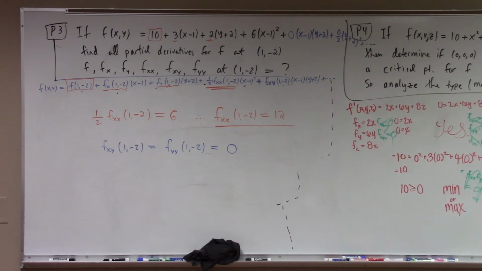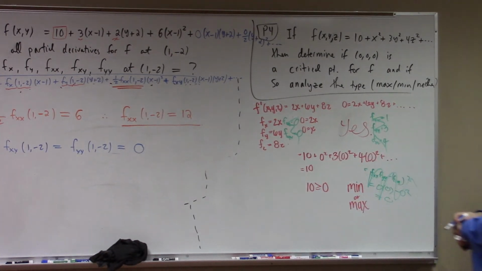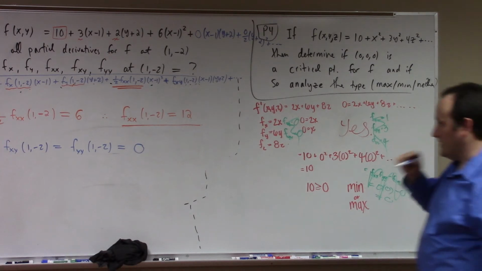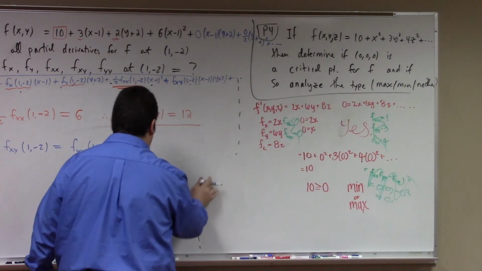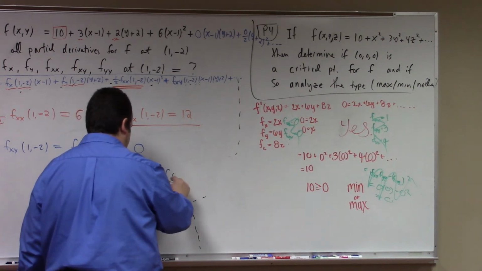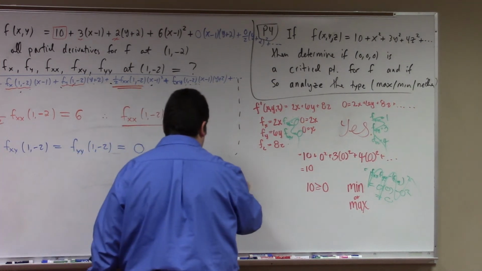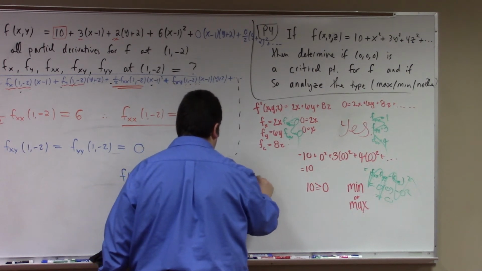All right, so next one up here. Problem 4. I gave you the power series expansion for a function of 3 variables centered at (0, 0, 0). And I asked you to determine whether (0, 0, 0) is a critical point, and if it is, to analyze the type, min or max. So again, the point here is one of interpretation. It's f of x, y, z, equal to f of (0, 0, 0), plus the gradient of f at (0, 0, 0) dot product with (x, y, z).